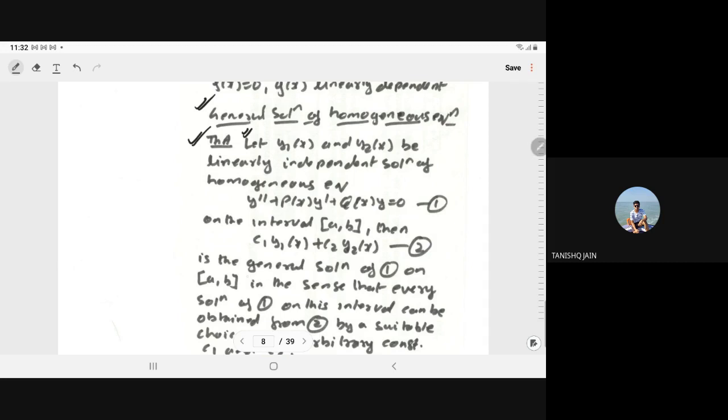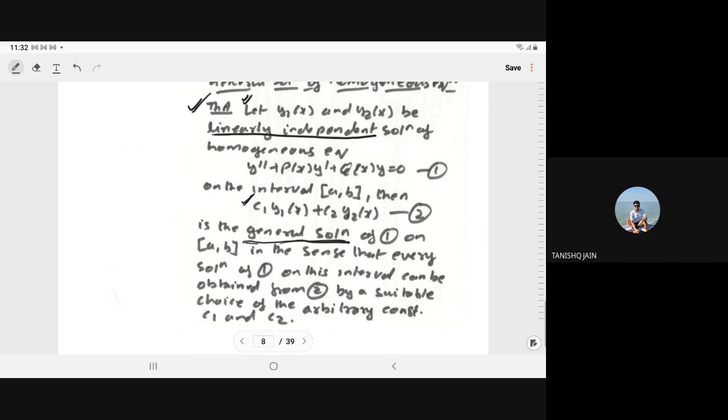But now I am claiming that it is the general solution. For being a general solution, y1 and y2 must be linearly independent on the closed interval a comma b, in the sense that every solution of the first equation on this interval can be obtained from the second by suitable choice of the arbitrary constants c1 and c2. So that is the theorem.